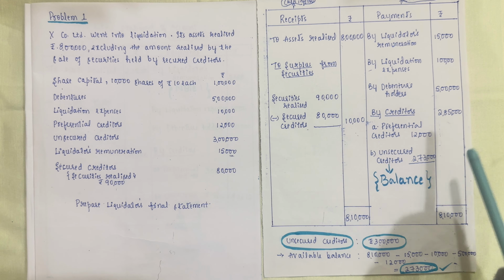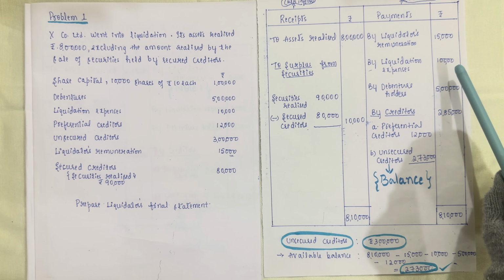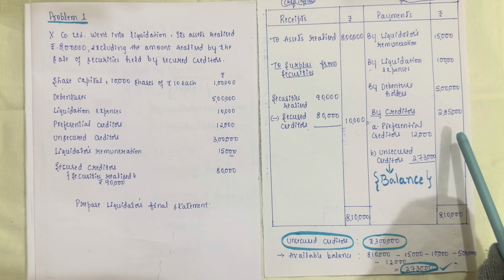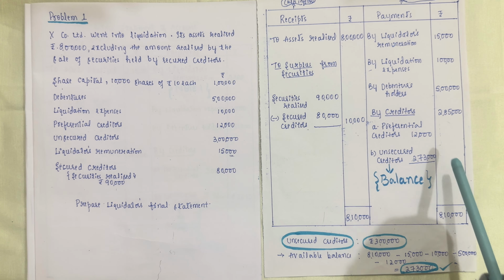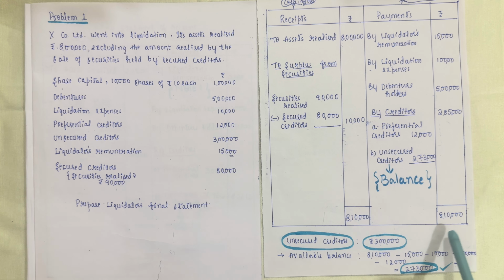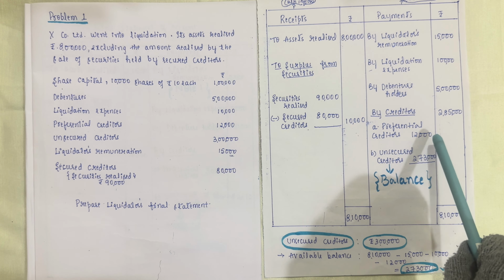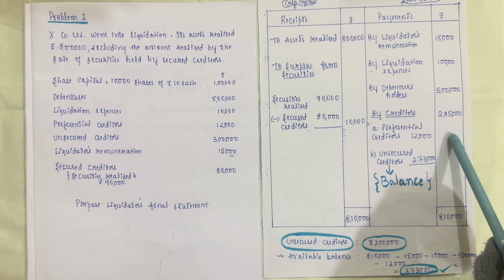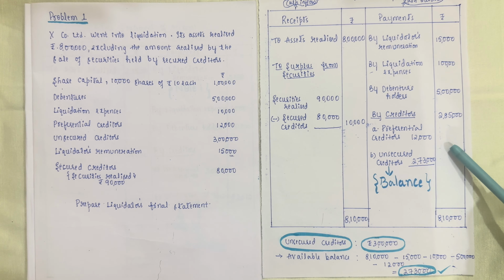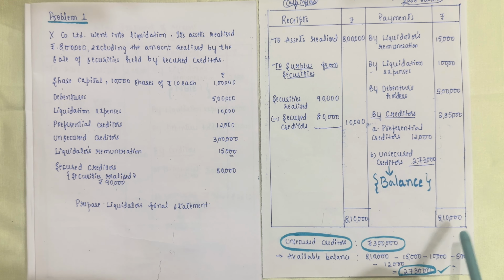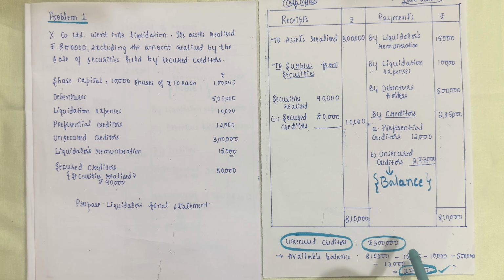Okay, now if you add the payment side, 15,000 plus 10,000 plus 5 lakh plus 2,85,000 plus 12,000 plus 2,73,000, it will be equal to 8,10,000. Sorry, here creditors is 2,80,000. When you add all this on the payment side, you get 8,10,000. We had 8,10,000 money and we paid 8,10,000. That is the reason both sides will tally. Okay, this is a very simple problem.